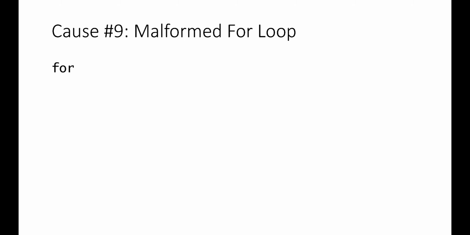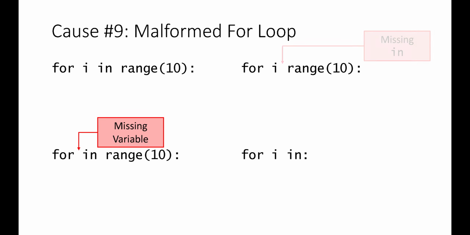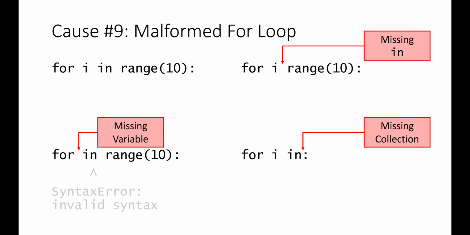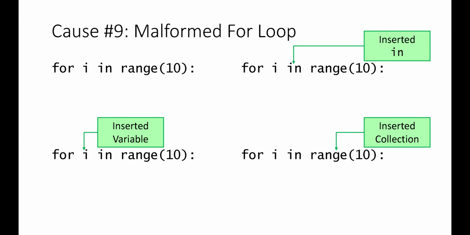A Python for loop must include the reserved word for, followed by a legal variable name, the reserved word in, and the collection of values that will be processed by the loop. Omitting any of these elements is a syntax error. The location Python identifies for the error varies depending on which element is missing, but is always later in the line than the location of the omitted element. Inserting the missing element in the correct location solves these problems.